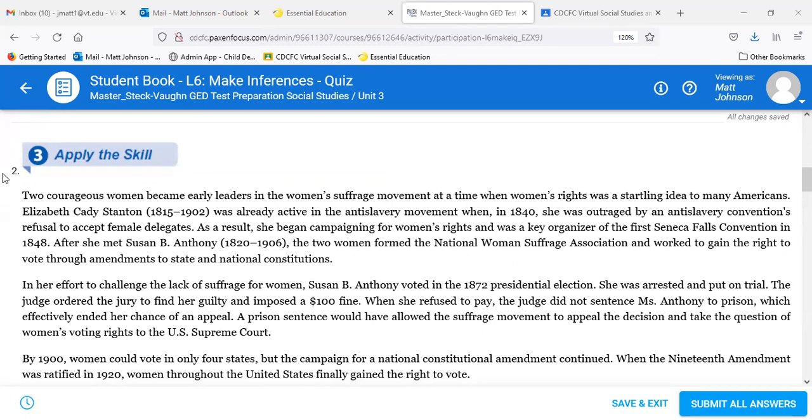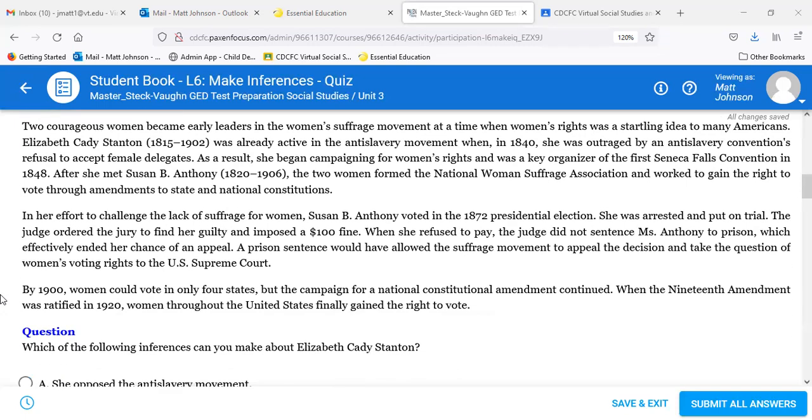Okay, it says, in her effort to challenge the lack of suffrage for women, Susan B. Anthony voted in the 1872 presidential election. She was arrested and put on trial. The judge ordered the jury to find her guilty and imposed a $100 fine. When she refused to pay, the judge did not sentence Miss Anthony to prison, which effectively ended her chance of an appeal. A prison sentence would have allowed the suffrage movement to appeal the decision and take the question of women's voting rights to the U.S. Supreme Court. You want me to read the rest? Yeah, go ahead, finish that off.